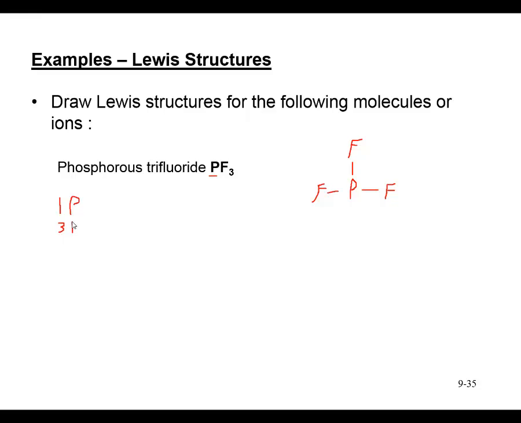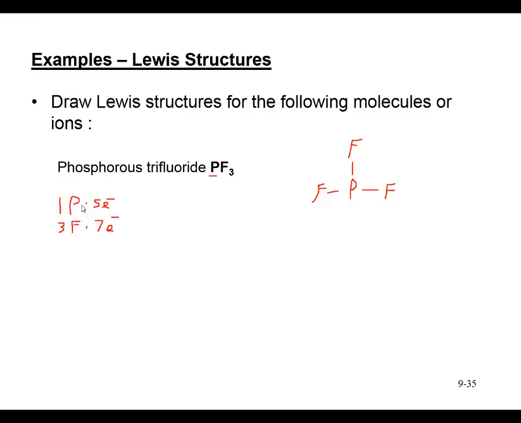Now how many valence electrons does phosphorus have? Okay, so hopefully you said that it has 5 valence electrons. Now, how many valence electrons does fluorine have? Hopefully you said 7. Your noble gases are to the right. The halogens each have 7 valence electrons. I would like 1 more.